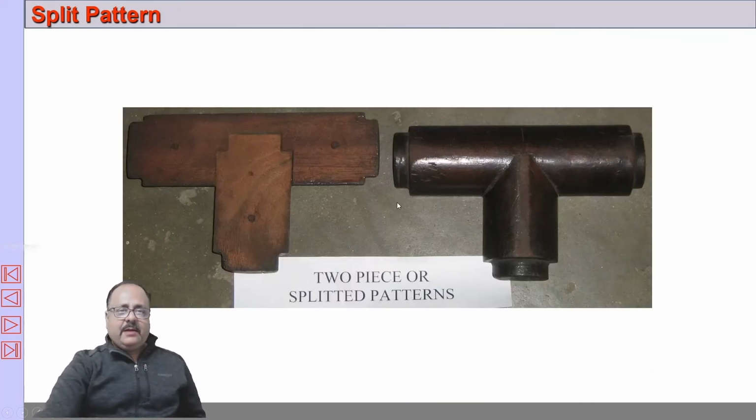So this is the drag half, this is the cope half of the pattern, and you can see these are the dowel pins.